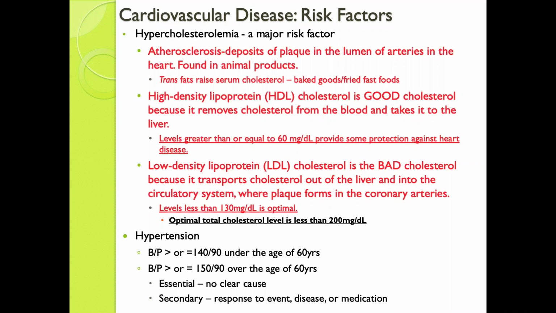Secondary hypertension can be a response to a medication or to a particular disease. Okay, for instance, people that have kidney disease have trouble with hypertension. Certain medications can promote hypertension. All right, and for that, we absolutely know what the problem is, and we know how to make the adjustments.